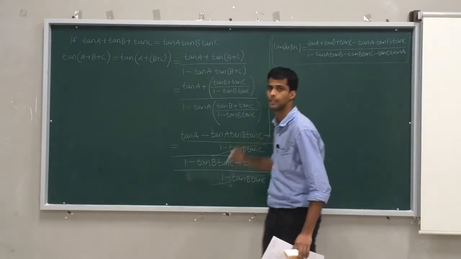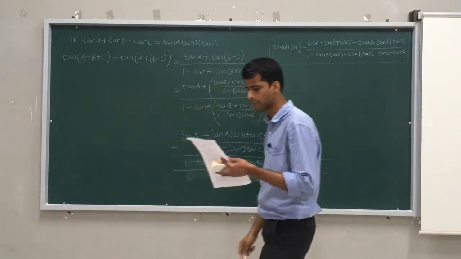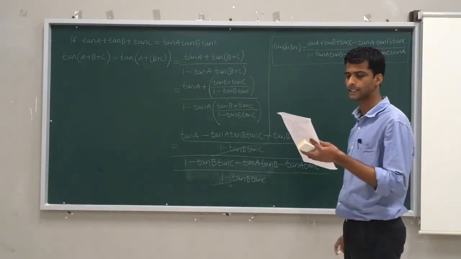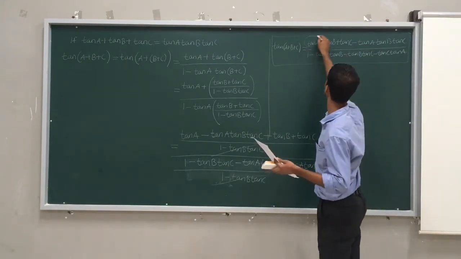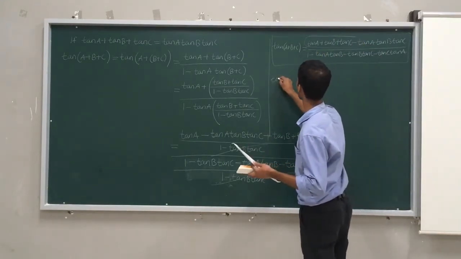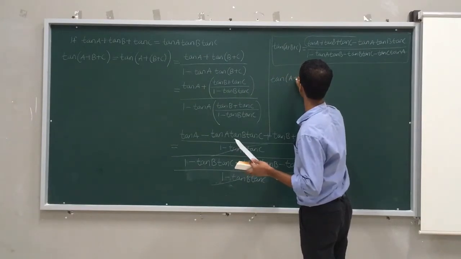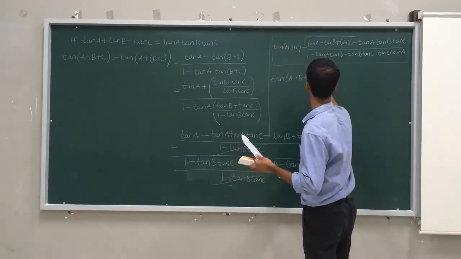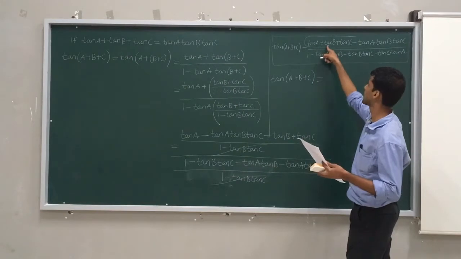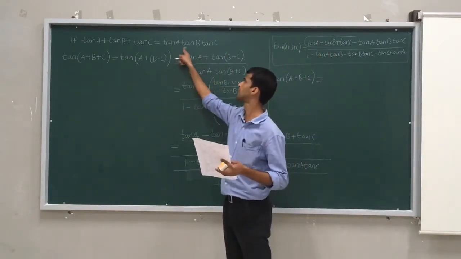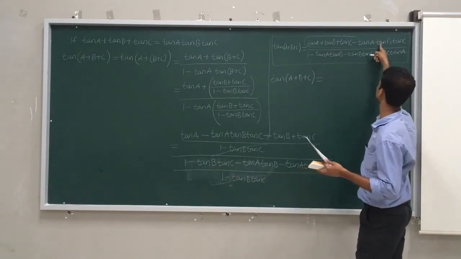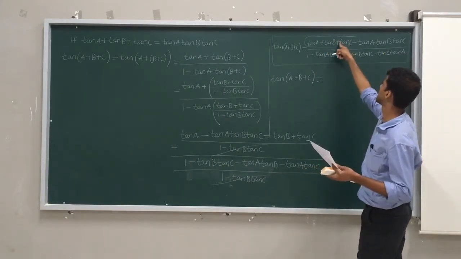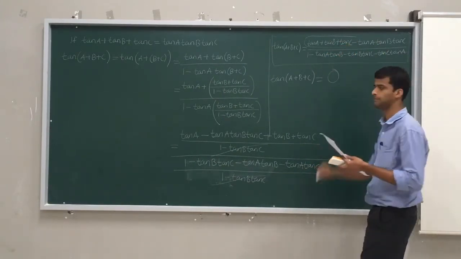We derived that. Now what is given? They have given that tan A plus tan B plus tan C is equal to tan A tan B tan C. So I'll replace this quantity by this thing, because it was given in the question. This becomes tan A tan B tan C minus tan A tan B tan C, which is 0. 0 by anything is 0.